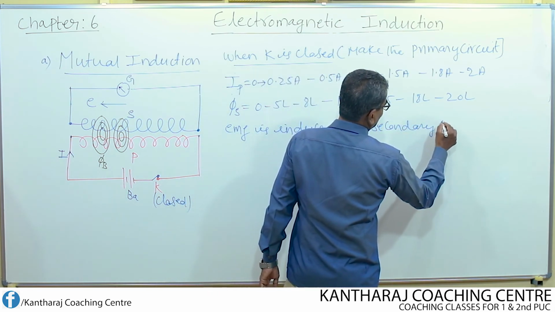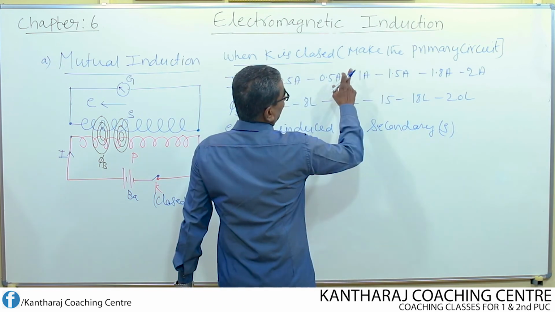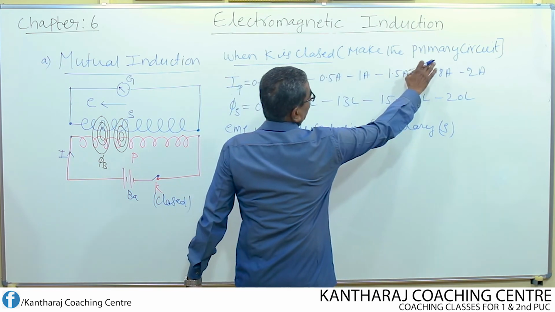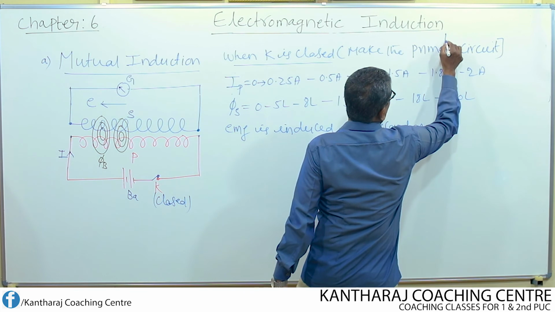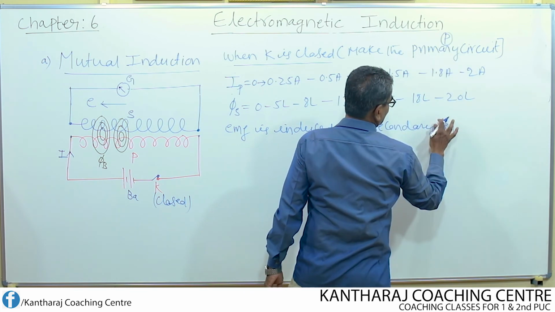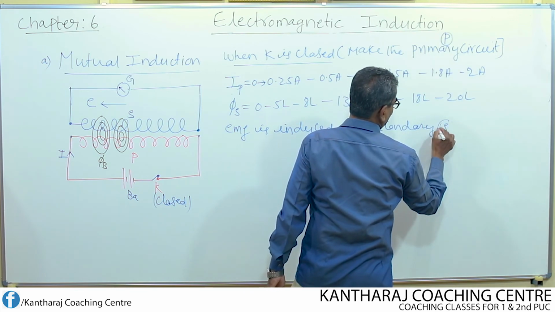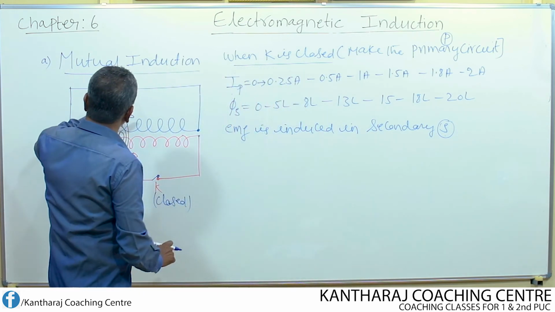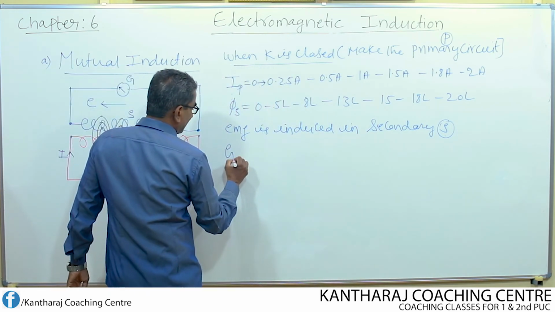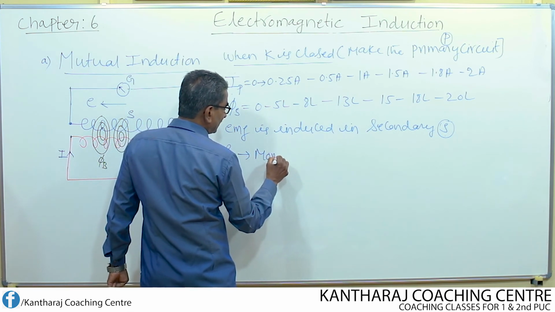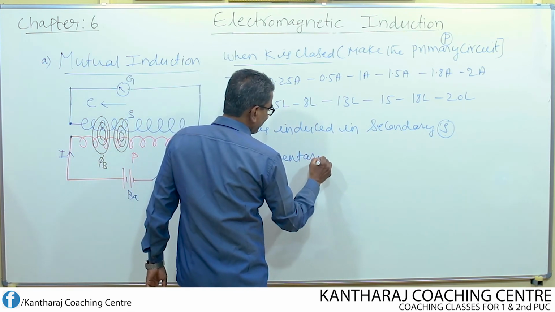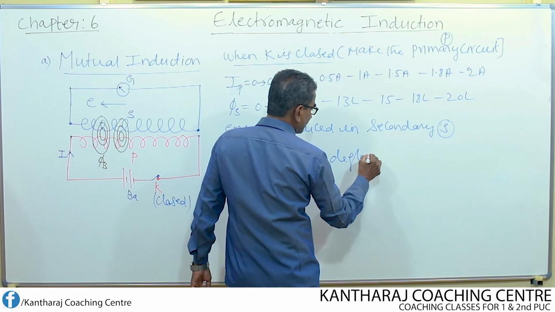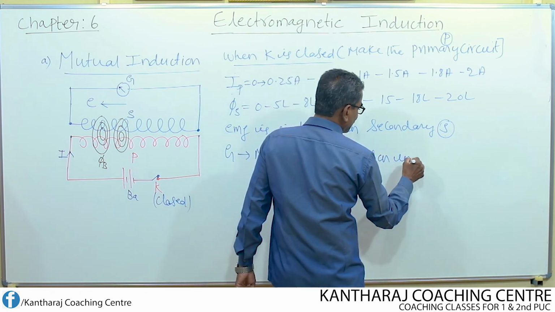The secondary coil is represented by S, whereas the primary coil, that means the primary circuit, is represented by P. Now, what happens to the galvanometer? The galvanometer shows a momentary deflection in one direction.